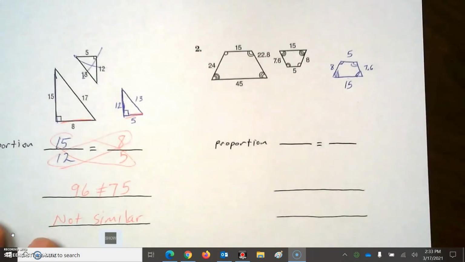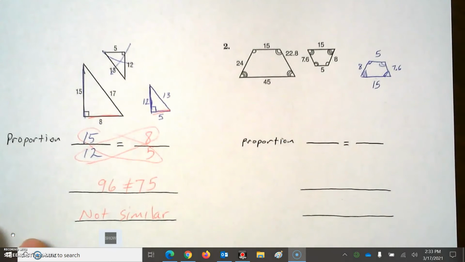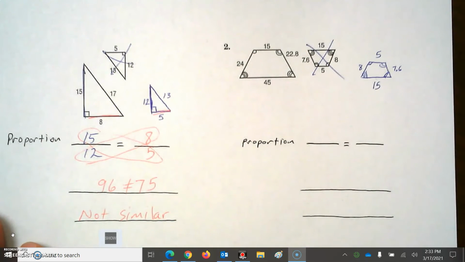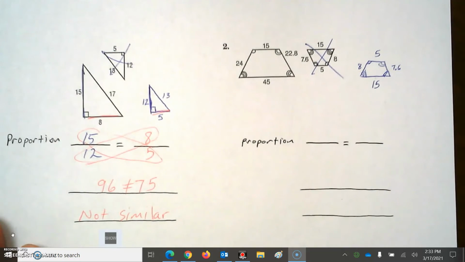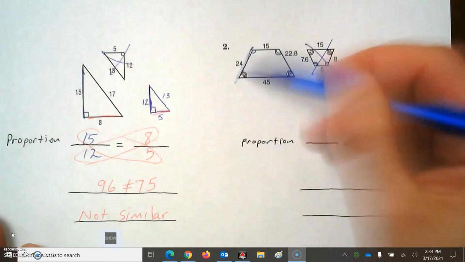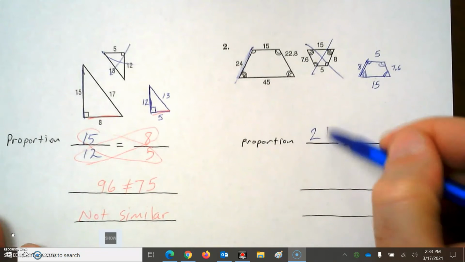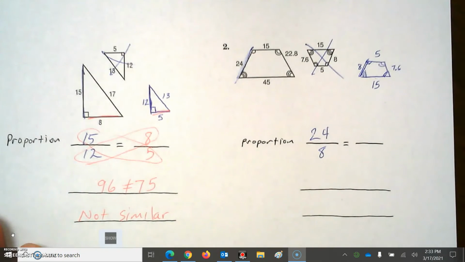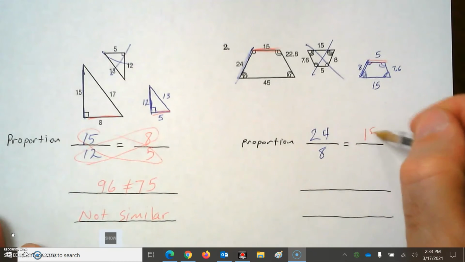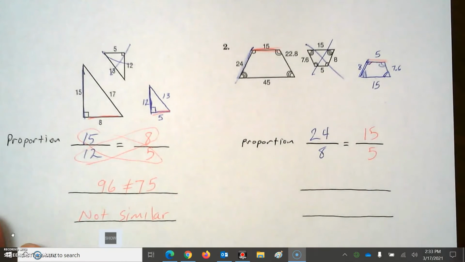So last example, then I'll just show you the assignment. Not a real long video today. So as you can see, I redrew the figure, so it's sitting the same way. Now, which sides would I pick here? Well, some people might try to avoid the fractions, or decimals rather, but it doesn't matter. So I'll just go 24/8, and I'll use the top of the shape, 15/5. Now I'm not going to cross multiply here because I can see something.